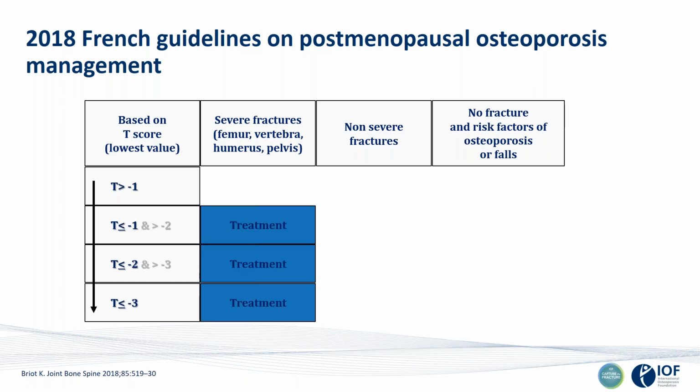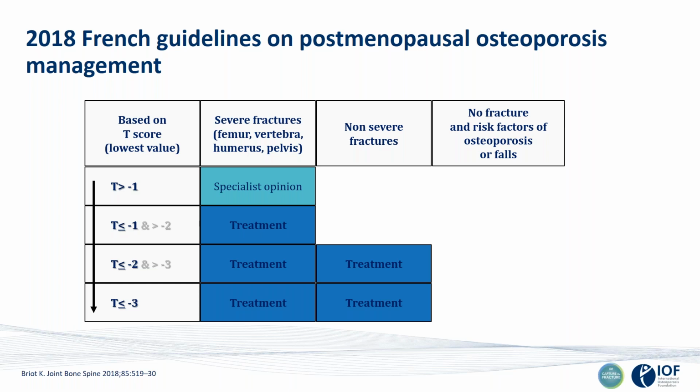If the situation is a patient with a severe osteoporotic fracture, again, femur, humerus, vertebra, or pelvis, then this patient has definitely osteoporosis, is a patient at very high risk of having a new fracture. You have to treat the patient when the T-score is below -1. If it is above -1, it's probably good to have a bone specialist opinion, because it's a very unusual situation, probably less than 1% of the cases.